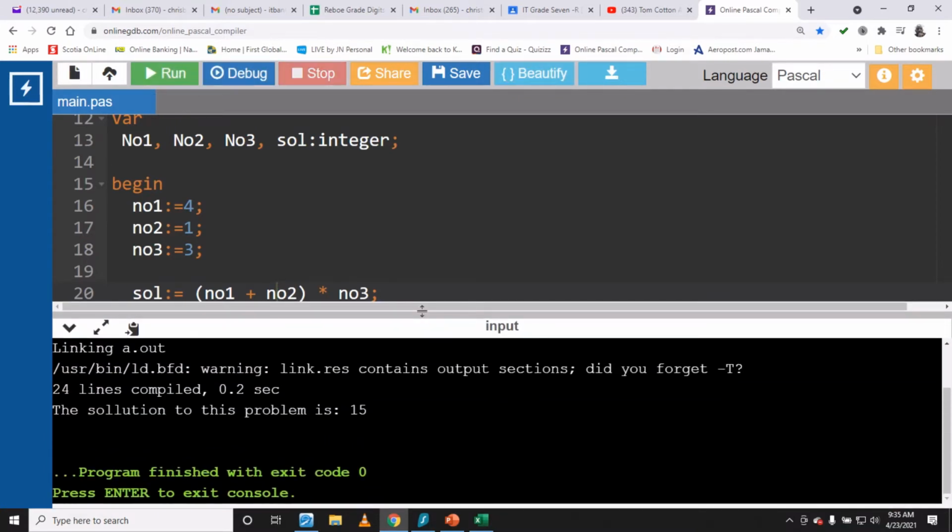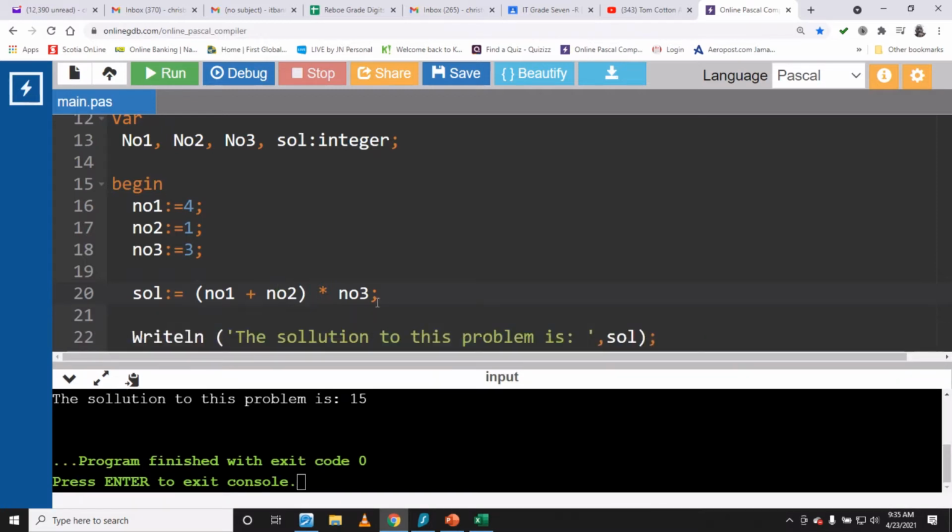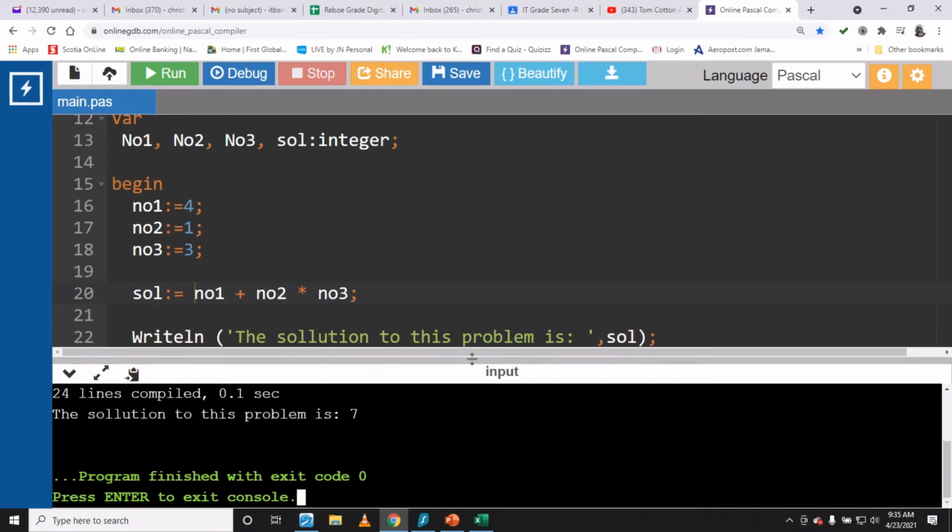Alright. Then let's remove the brackets a bit and see what we get for the answer here. We remove the brackets and run the program again. We get 7, because what the computer did this time was to take note of the multiplication sign here, and then multiply num1 times num2, which is basically 1 times 3, which is 3.